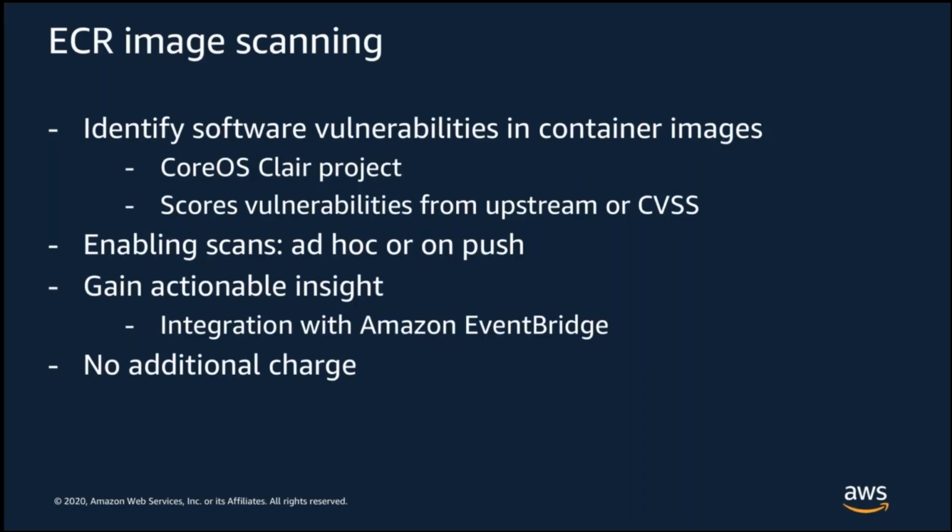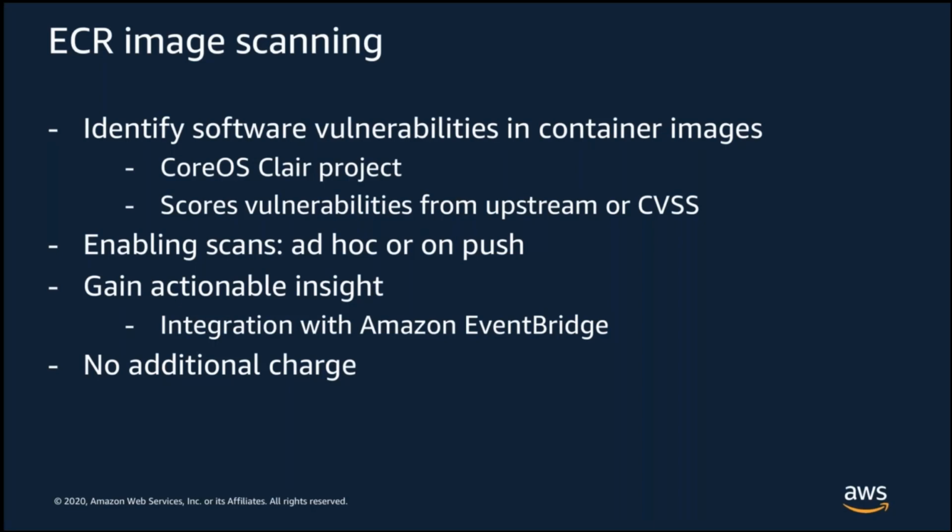Amazon ECR Image Scanning helps in identifying software vulnerabilities in your container images. Amazon ECR uses the Common Vulnerabilities and Exposures database, otherwise known as CVEs, from the open source CoreOS Clair project and provides you with a list of scan findings. You can review the scan findings for information about the security of the container images that are being deployed.